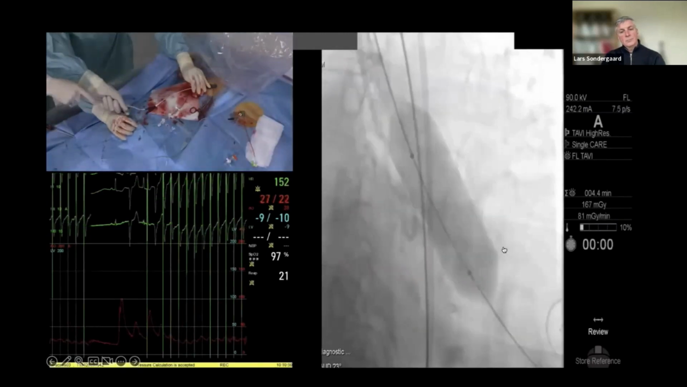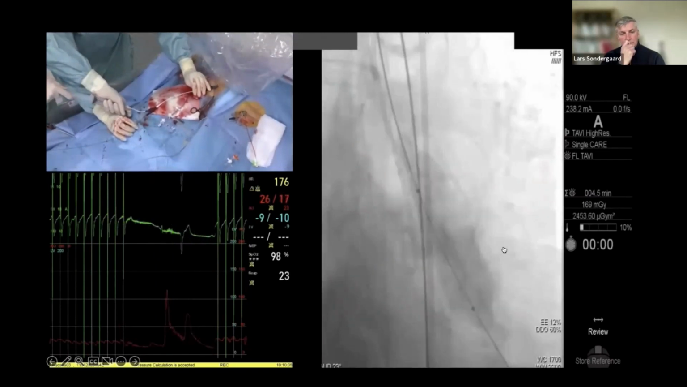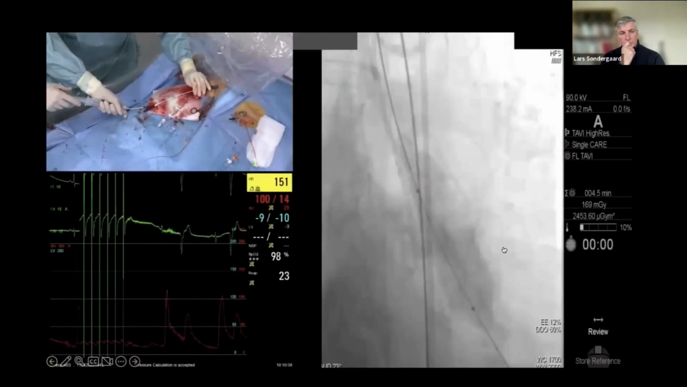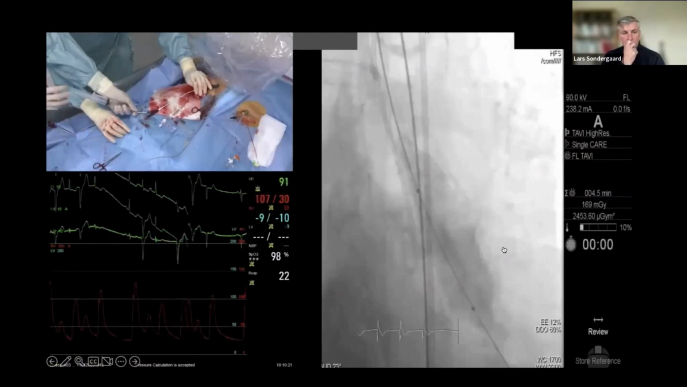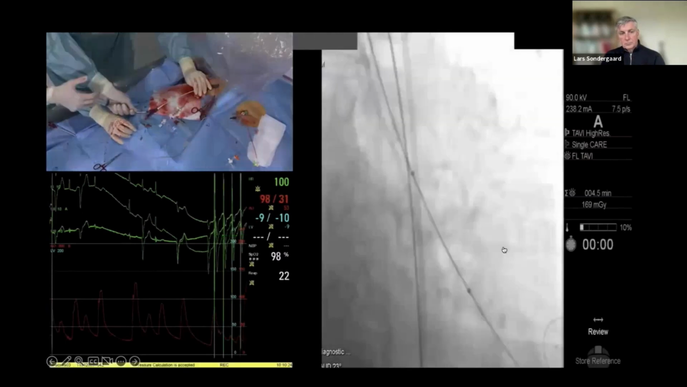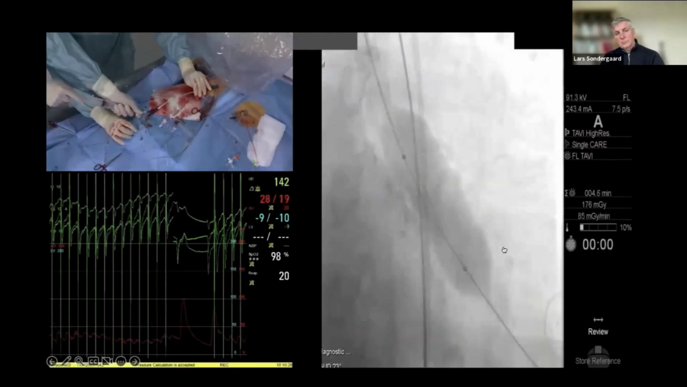Oh, I see. That's really calcified. Pace off. Wow. Should we do it once more? Yeah. It was a very stable balloon. Good. Maybe 160. Pace on. Capture. Balloon up. All the way. Balloon down. Pace off.